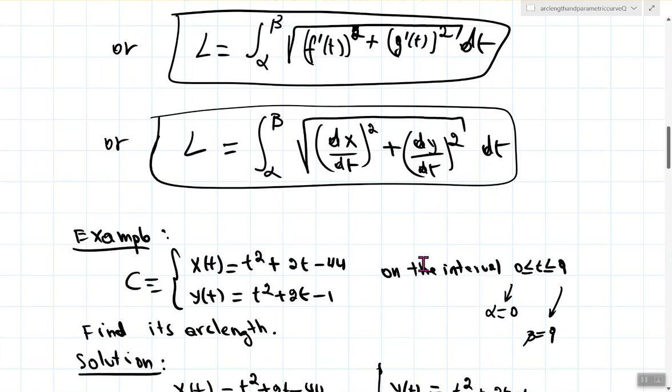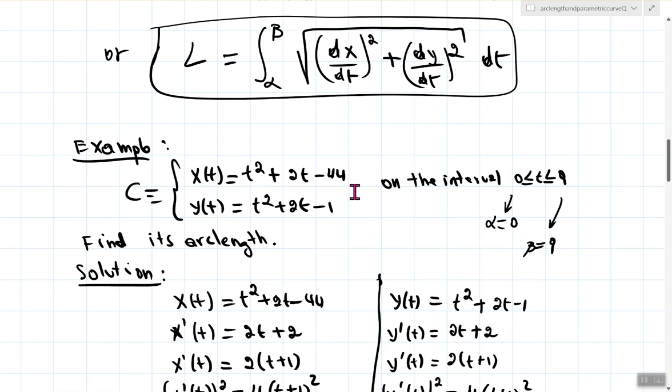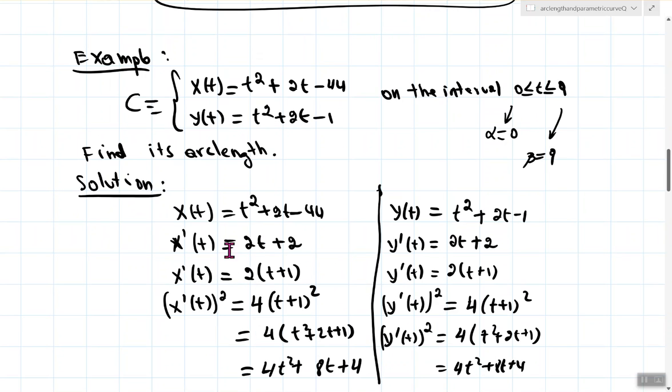Okay, so let's take an example. Here they give us the curve x of t equals t squared plus 2t minus 44, y of t equals t squared plus 2t minus 1, and t is bounded by 0 and 9. So alpha is 0, beta is 9. When you look at the formula, first we need to find the derivative of x of t. Since x of t is t squared plus 2t minus 44, the derivative of t squared is 2t, the derivative of 2t is 2, and the derivative of 44 is 0.